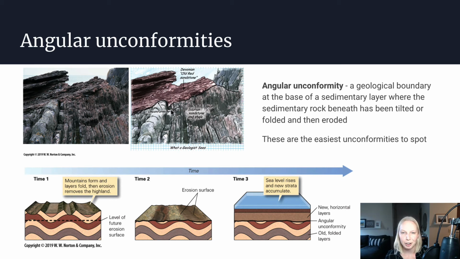So an angular unconformity, again, represents missing time. It represents erosion or non-deposition between one sedimentary unit that has been tilted or folded, which is overlain by flat-lying or differently oriented sediments. It's true that the sediments on top could also have been folded later as well.